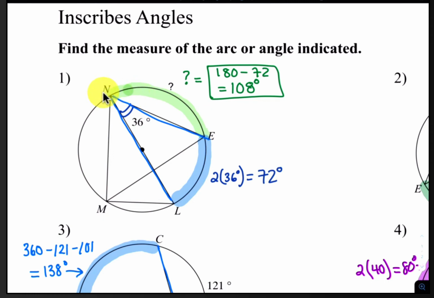Now the arc from N to E to L is 180 degrees. So to figure out the question mark, we simply subtract the 72 from 180. So the question mark is 180 minus 72, which is 108 degrees.